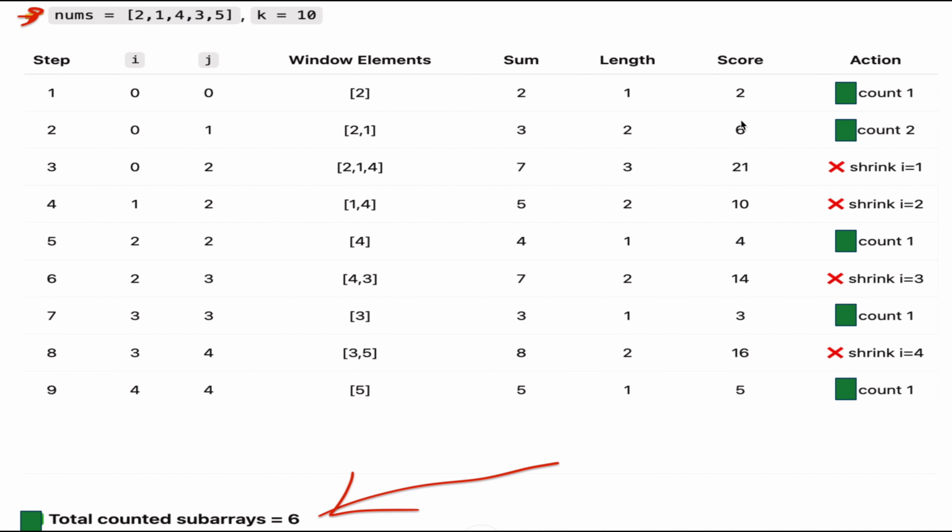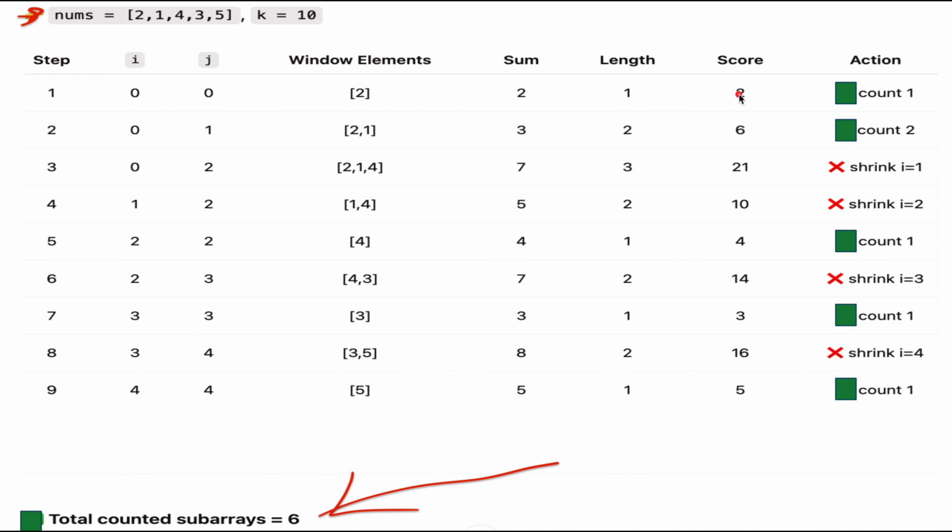We are also doing what? Score of the subarray. How are we finding the score here? Sum of elements. Let's suppose we talk about the 2. What is the sum of elements? The sum of elements is 2, and the length is 1. So 2 into 1 is 2.